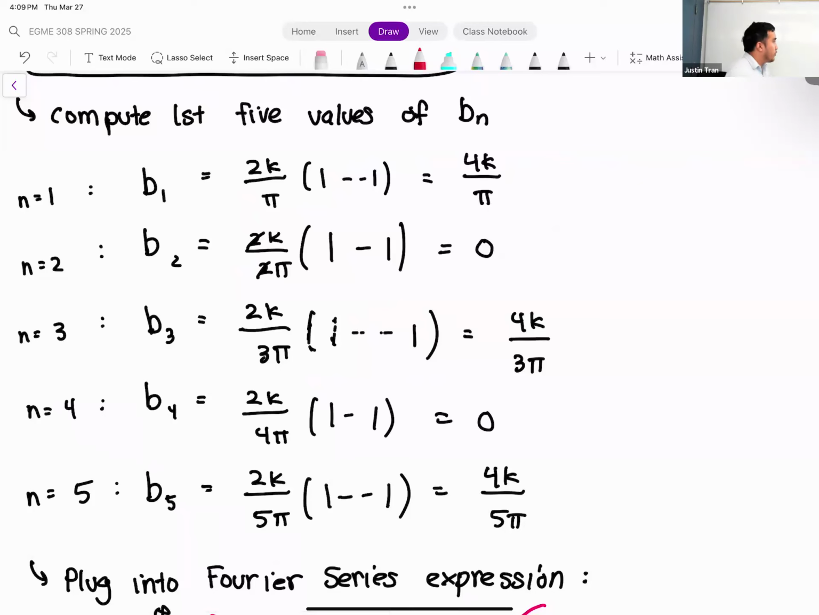So we got b1 is equal to 4k over pi, b2 is equal to 0, b3 is equal to 4k over 3 pi, b4 is equal to 0, and b5 is equal to 4k over 5 pi. Okay, so these are the first five terms in the expression. We could have continued. So technically, remember, our summation for Fourier series is an infinite summation, so we need to keep going. But we chose to stop at 5 just for our sanity.